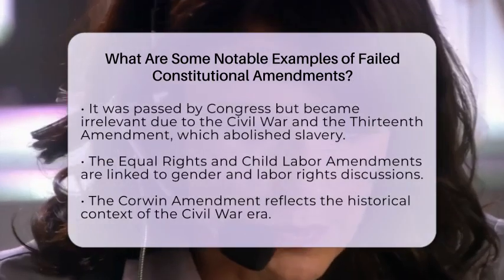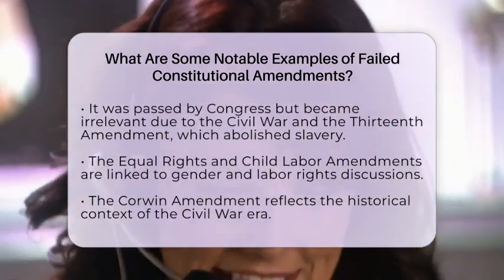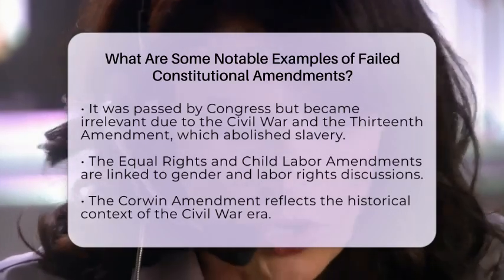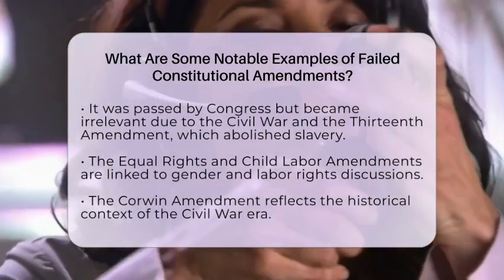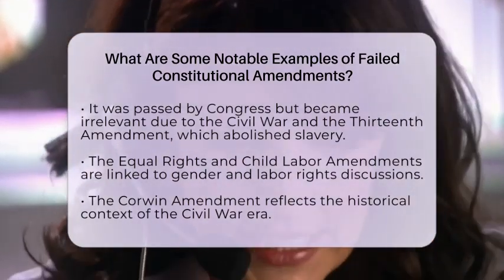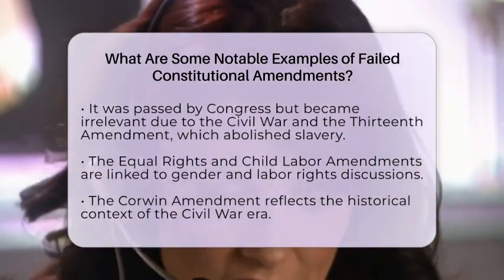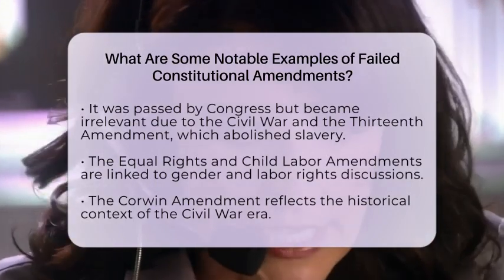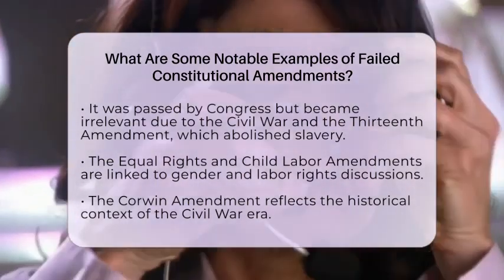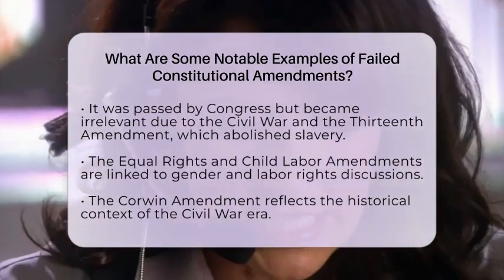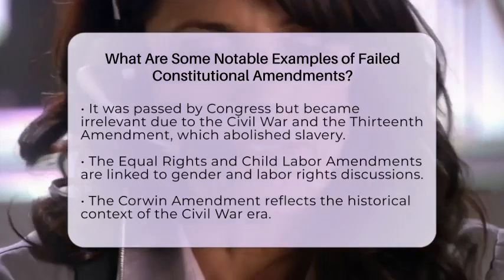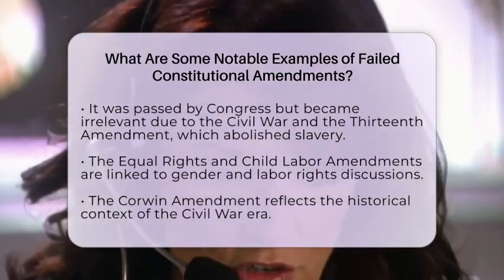The Equal Rights Amendment and the Child Labor Amendment are often discussed in the context of gender and labor rights, while the Corwin Amendment serves as a reminder of the historical context surrounding the Civil War. These examples illustrate the challenges faced in the amendment process, which requires broad consensus across diverse political and social landscapes.